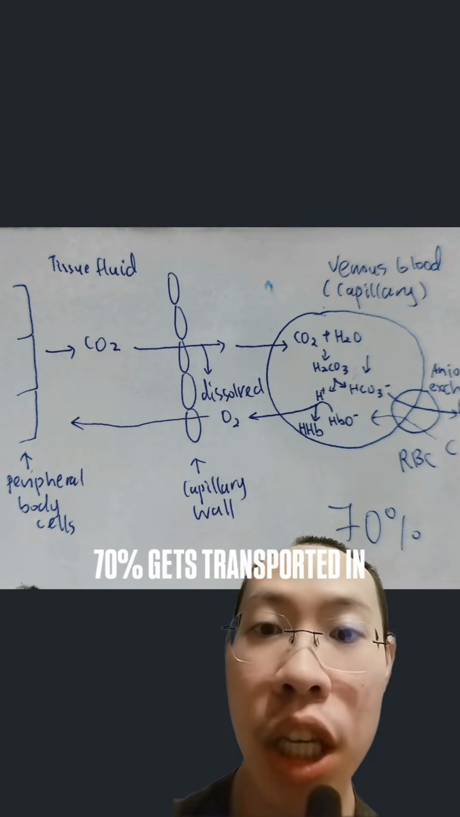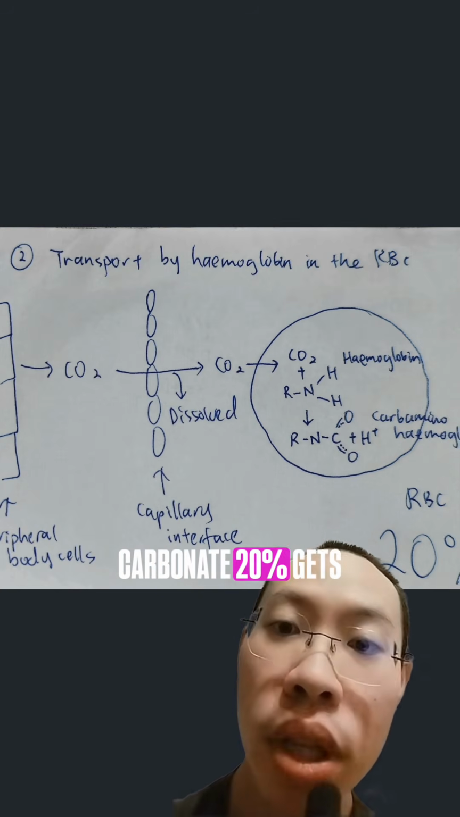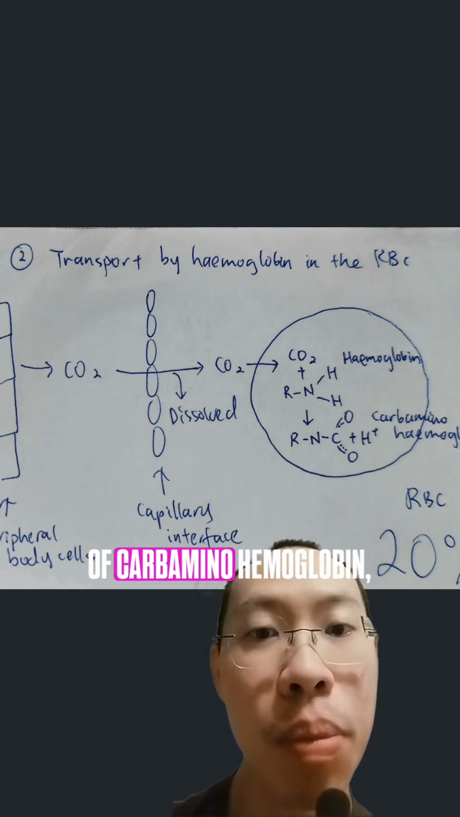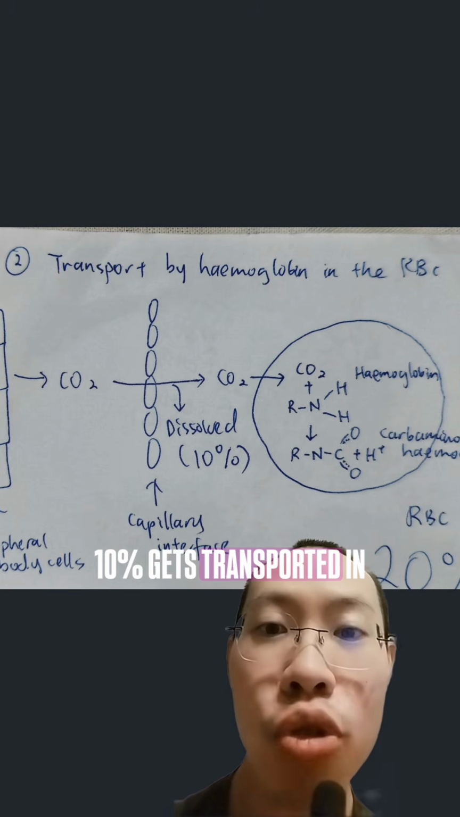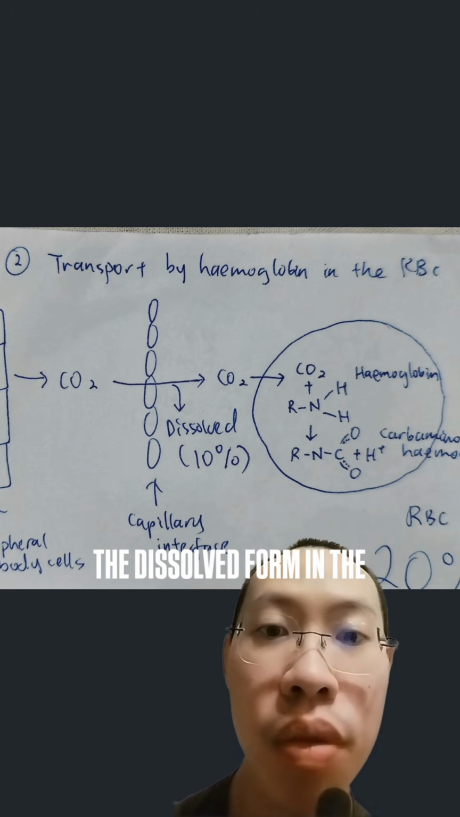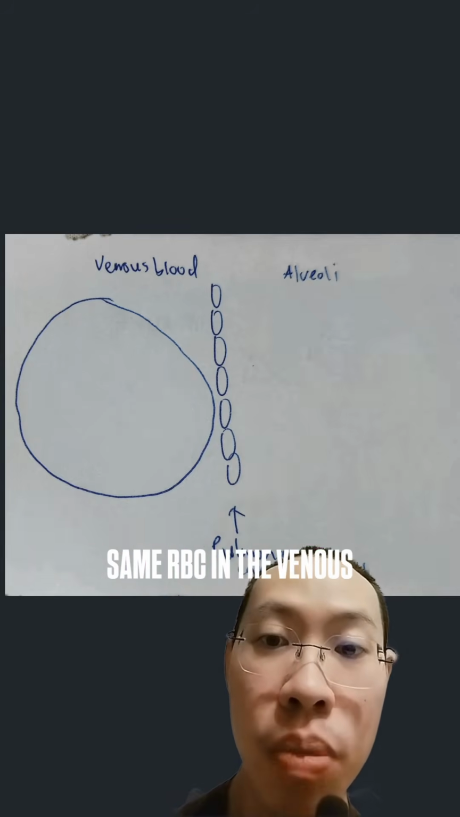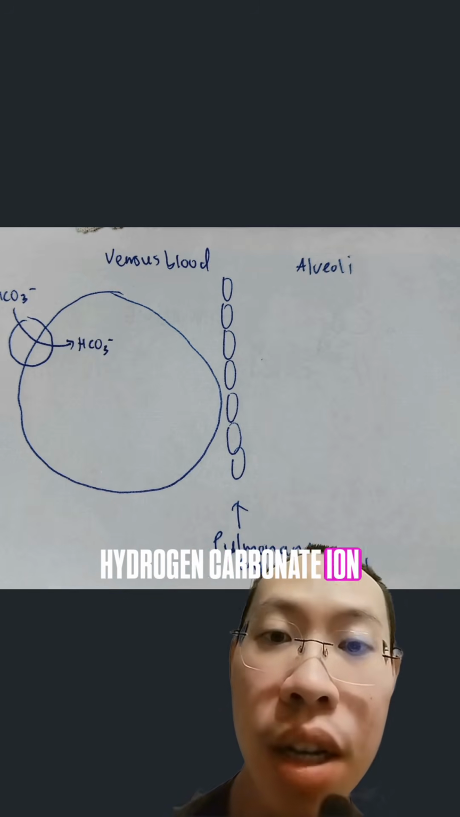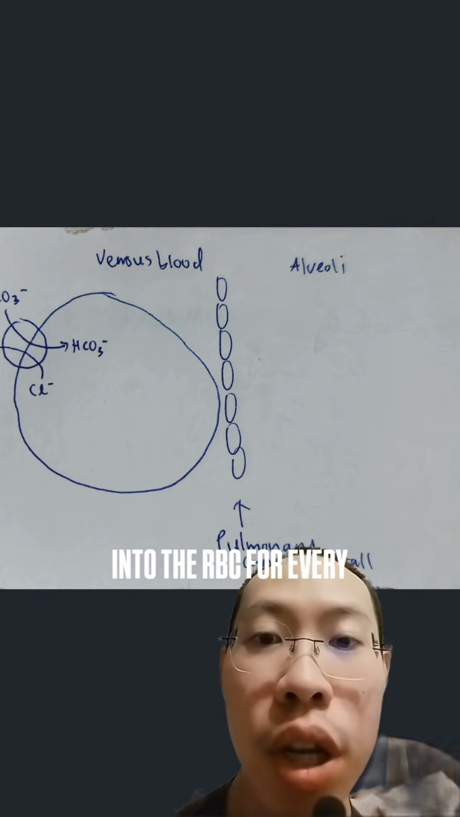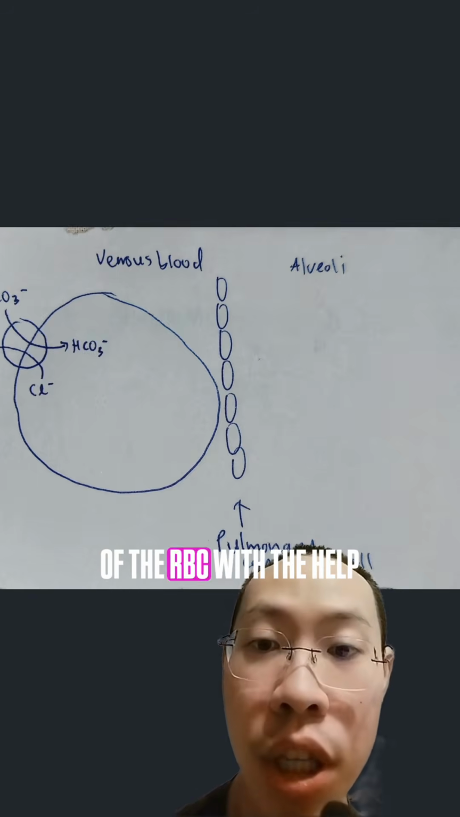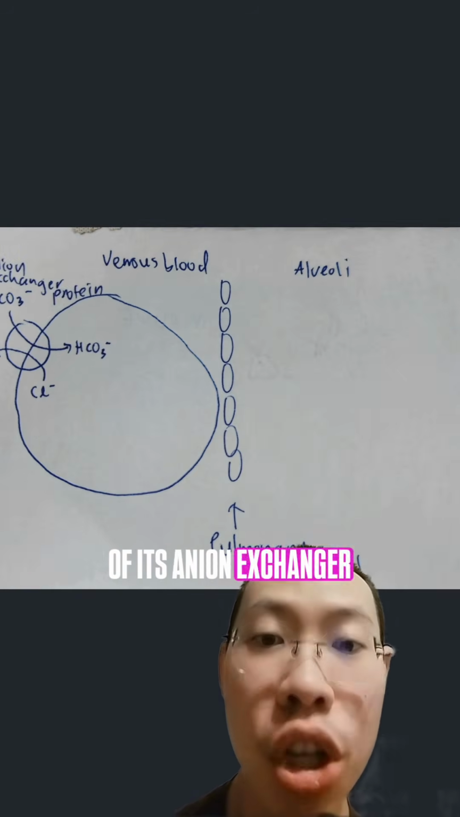70% gets transported in the form of hydrogen carbonate ion, 20% gets transported in the form of carbaminohemoglobin, 10% gets transported in the dissolved form in the venous blood. Once in the alveoli, the same RBC in the venous blood will begin pumping hydrogen carbonate ion into the RBC for every chloride ion pumped out of the RBC with the help of its anion exchanger protein.